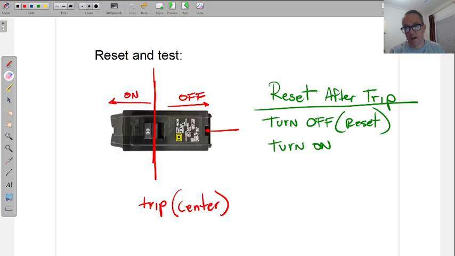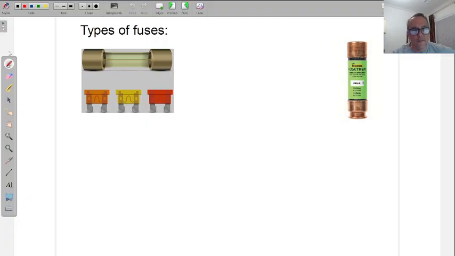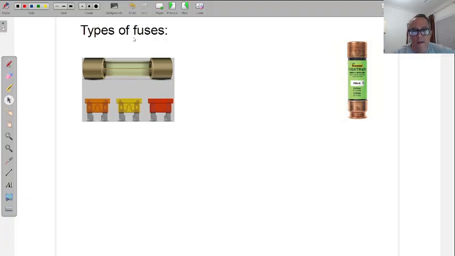Other than that, understanding the amperage, but that's not a maintenance person's job. Setting the amperage and deciding wire sizes, that is the construction people. When you open up a panel, hopefully everything was done correctly. And if it's not, we'll find out. All right, let's move on to fuses.